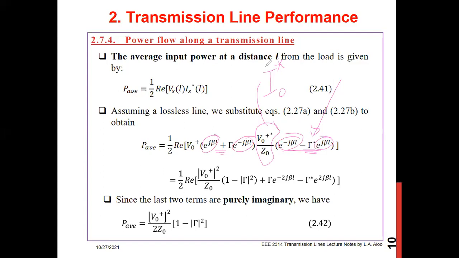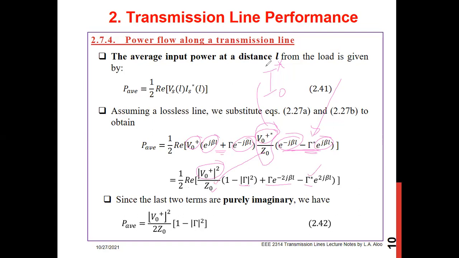This simplifies to V naught positive is here and V naught positive is there. We can pull it out and have now a half real part of V naught positive squared over Z naught, into now 1 minus the magnitude of reflection coefficient squared plus tau exponential negative 2J beta L minus tau complex conjugate, or the conjugate of that, times exponential negative 2J beta L.